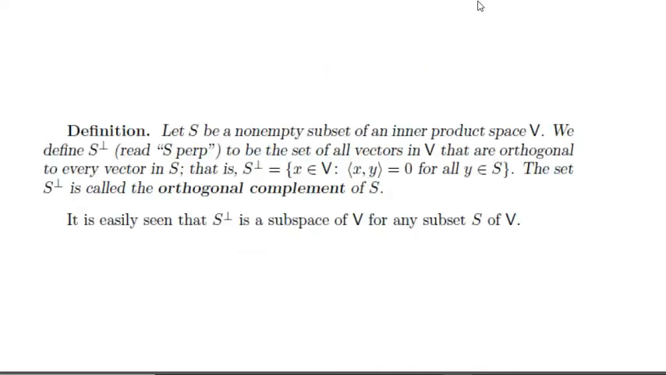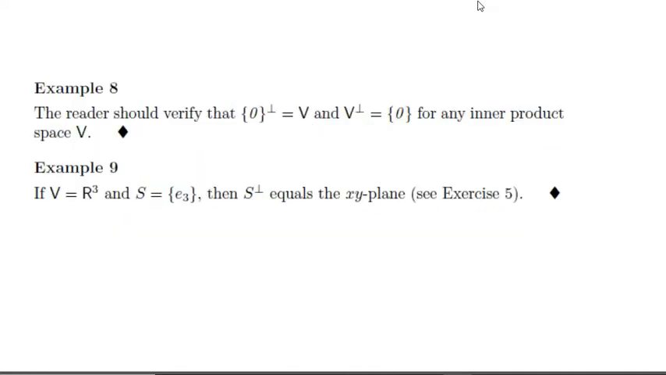Now let us see orthogonal complements. If S is a non-empty subset of an inner product space V, then S perp consists of all those elements x of that space such that the inner product of x comma y is 0, where y belongs to S. So the inner product of x and y is 0 for every element of S. This S perp is called the orthogonal complement of S. This S perp will be a subspace of V for any subset S of V.